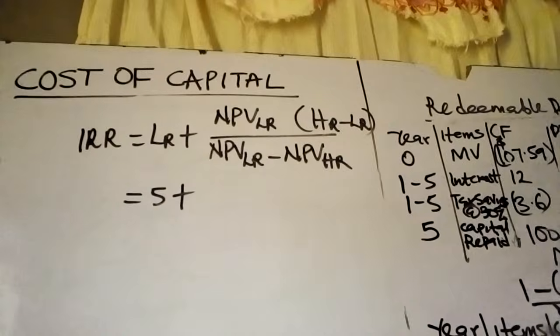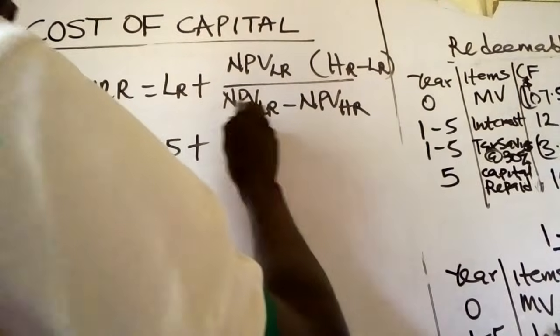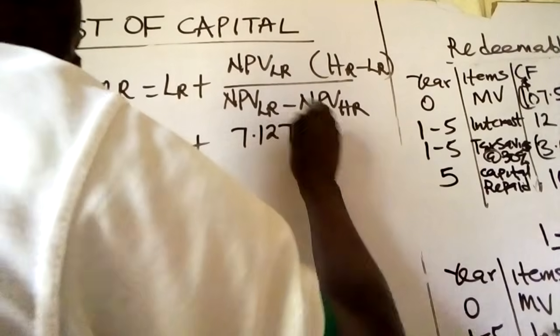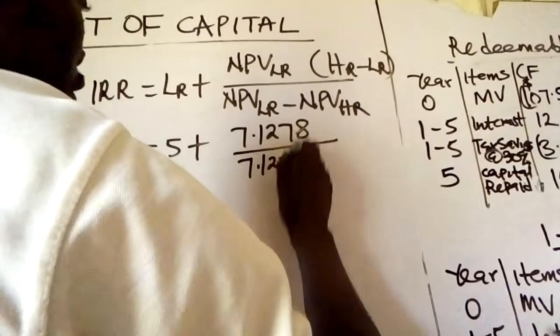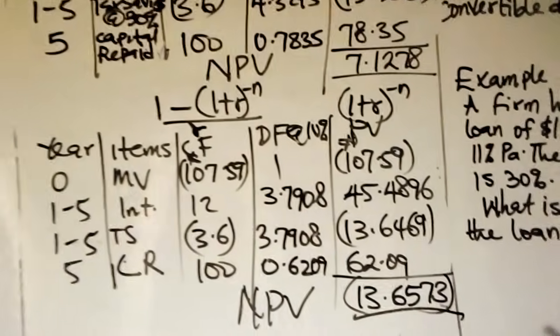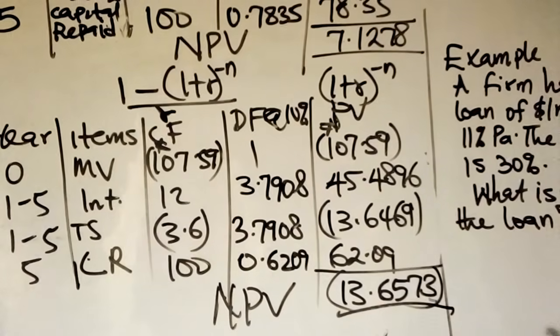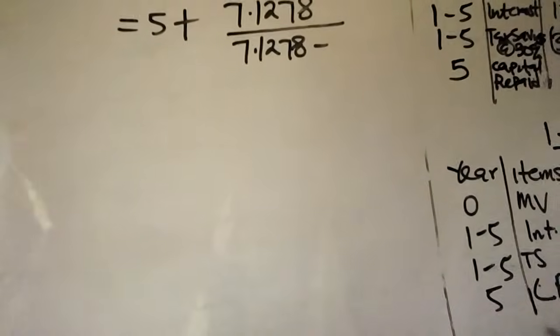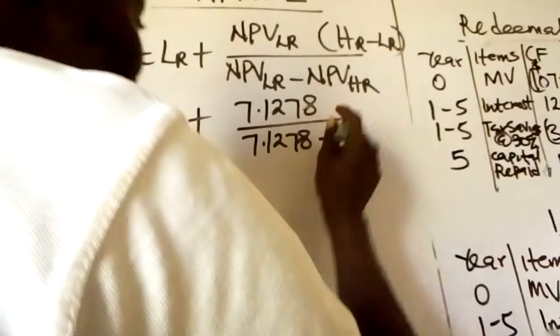7.1278. So that is our net present value. 7.1278 over 7.1278 minus the net present value at higher rate, which has been calculated to be 13.6573. So we have a minus, and that minus, we change this minus times minus.